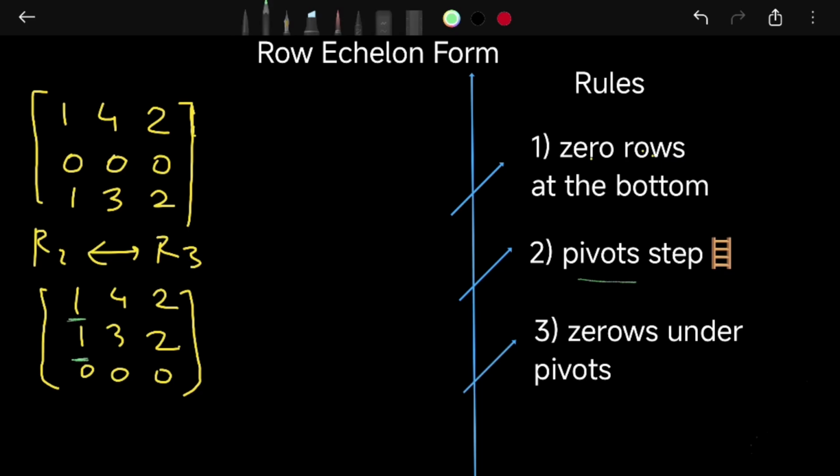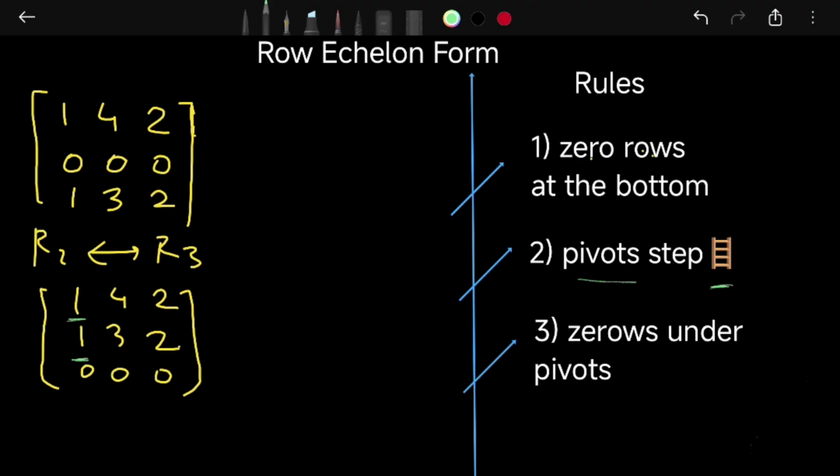As you move down the matrix, each new pivot must step to the right. So we have to make a staircase pattern or a step pattern. Your first non-zero entry moves to the right. So think of it like a staircase. It is known as the pivot step.